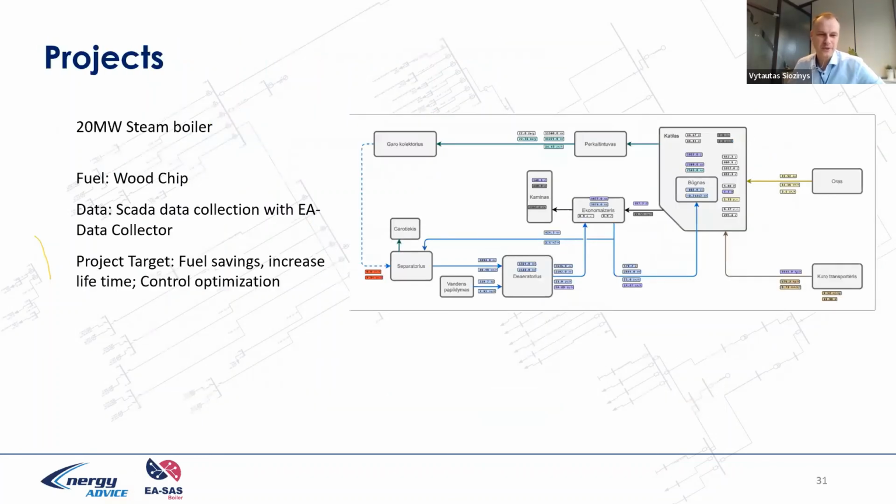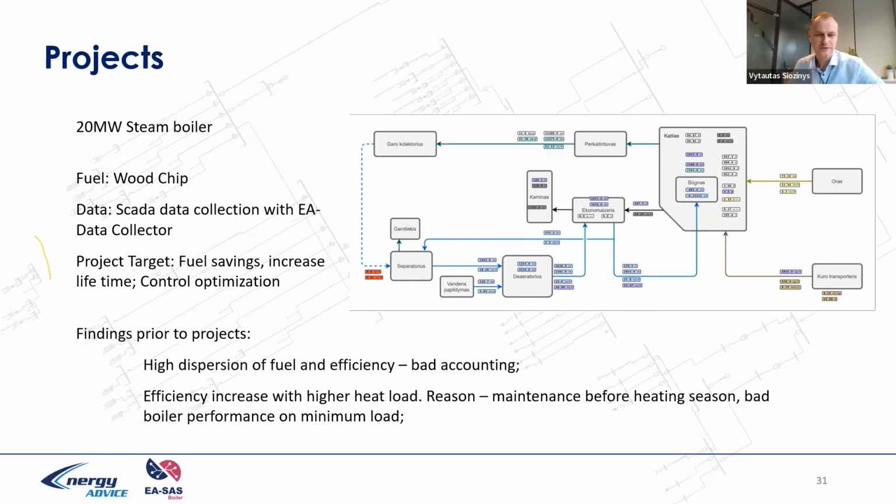Of course, we also have some extra examples. It's a 20 megawatt steam boiler with wood chip. Data collector software was installed. The findings prior to the project were a high dispersion of fuel and efficiency, bad accounting, and efficiency increasing with higher heat load, and it's not good. Efficiency increases with a high heat load.